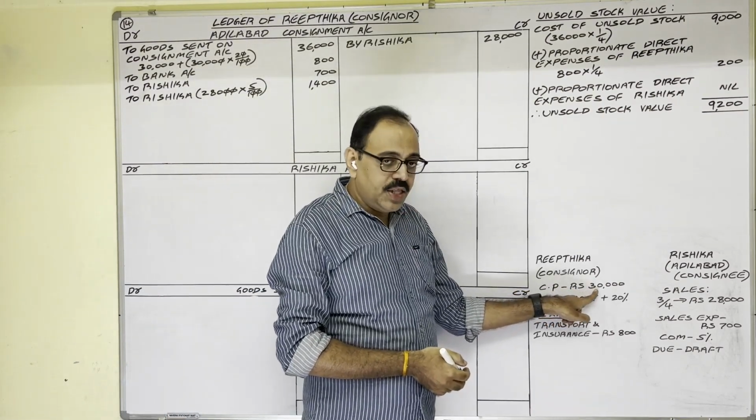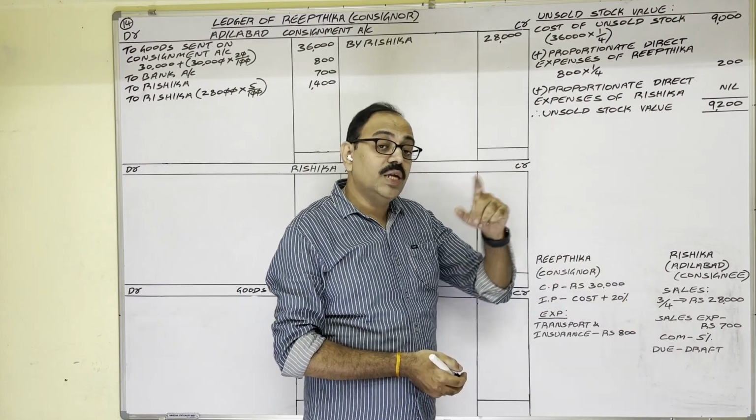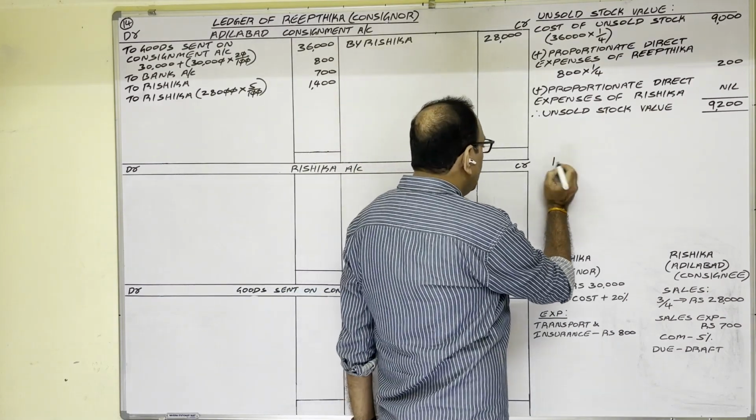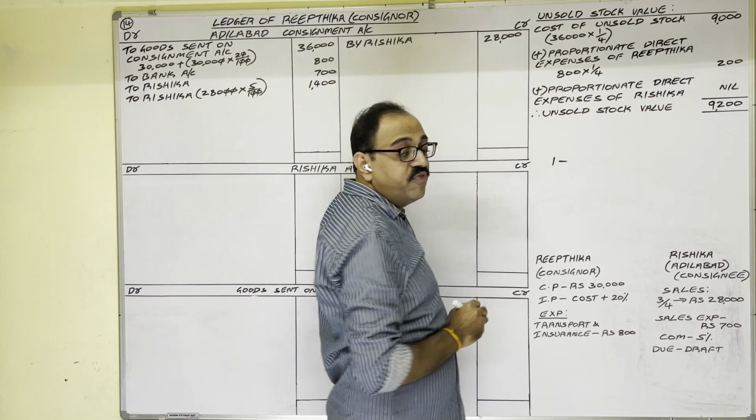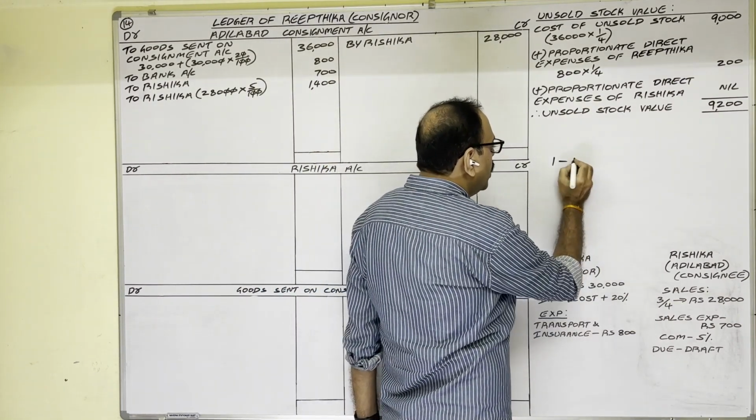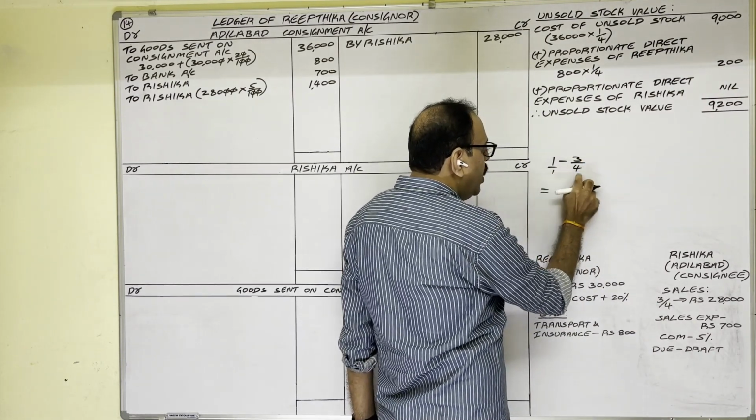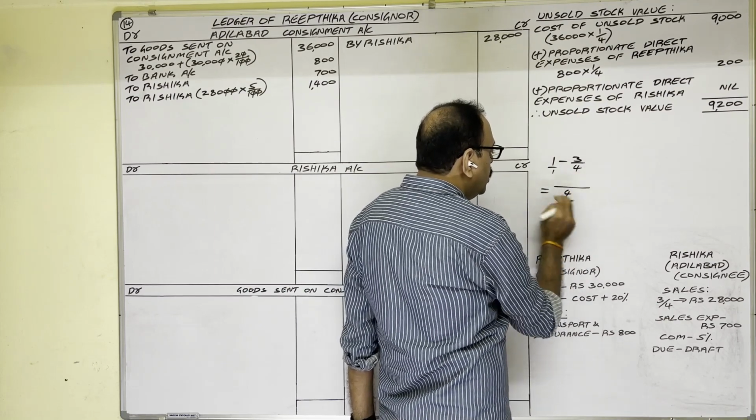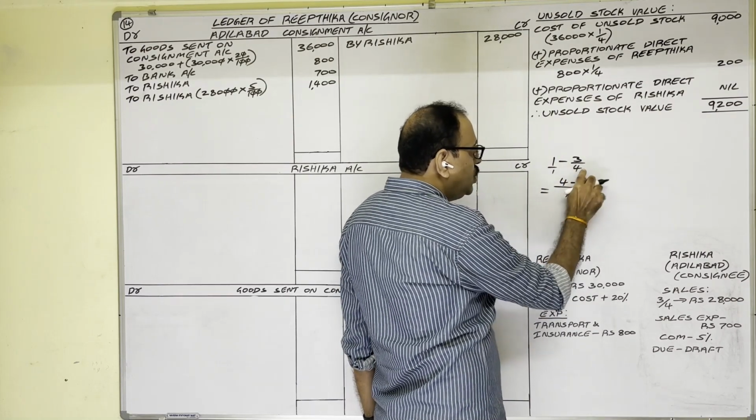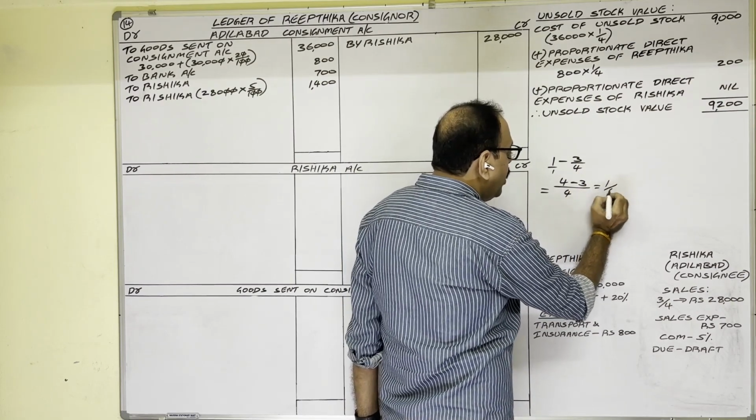Total goods sent 30,000. 3/4 of the goods are sold. Means 1/4 is unsold. How that 1/4 came? Actually speaking, we should do LCM. So in case of fractions, total value is 1. In 1, 3/4 is sold. So remaining we have to calculate now. 1 means 1 by 1. 1 and 4, LCM is 4. So 1 4s are 4. 4 into 1, 4. Minus 4 1s are 4. 1 into 3, 3. The result is 1 by 4.